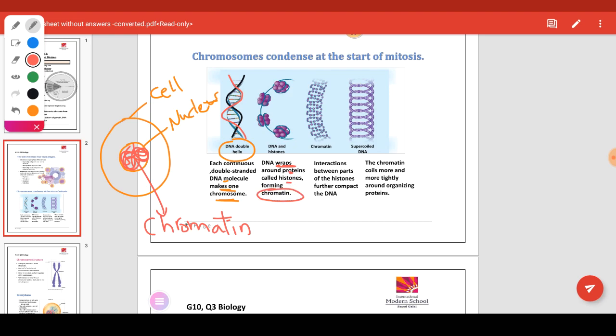So this chromatin consists of what? This is an important question. The chromatin consists of DNA plus what? Histones.